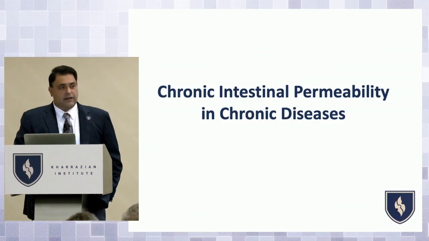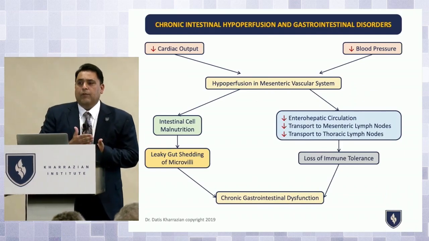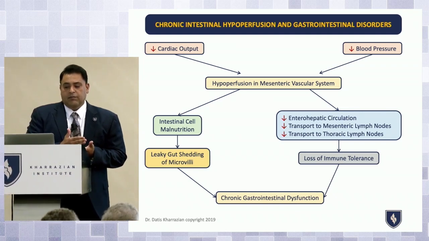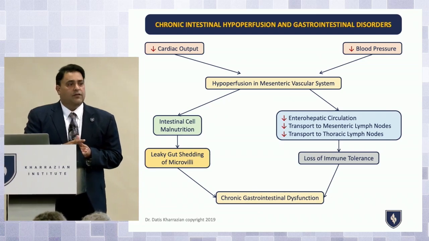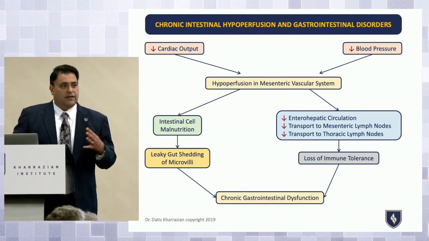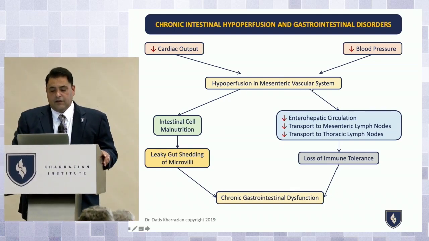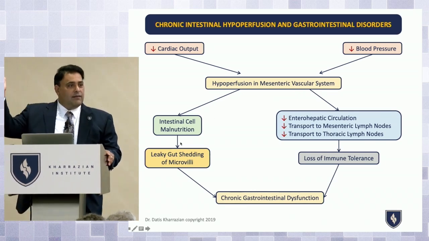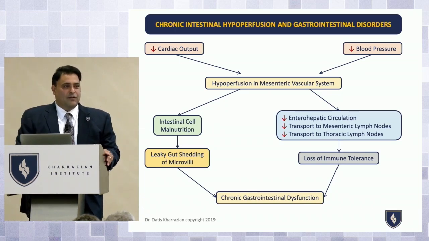So I put together a list of studies where this is the main mechanism. There's decreased cardiac output or decreased blood pressure. When there's decreased cardiac output or decreased blood pressure, there's not enough perfusion going into the mesenteric vascular system. Perfusion means pressure, blood flow pressure being pushed into the gut. So low blood pressure, low cardiac output, you don't get enough perfusion to the mesenteric vascular system. Intestinal cell malnutrition, the microvilli just shed away because they're like plants and flowers. They need fuel, they need nutrients to function.